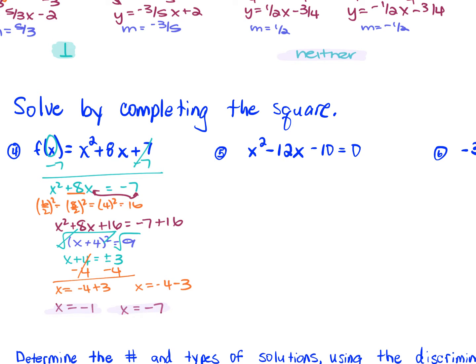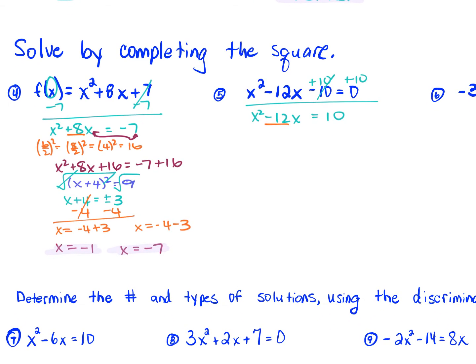For number 5, you have x squared minus 12x minus 10 is equal to 0. Move your 10 over, add it to both sides. This is going to give us x squared minus 12x is equal to 10. Your b in this case is negative 12. So if we do b over 2 squared, we're going to have negative 12 over 2 squared, which is negative 6 squared, and that is 36.